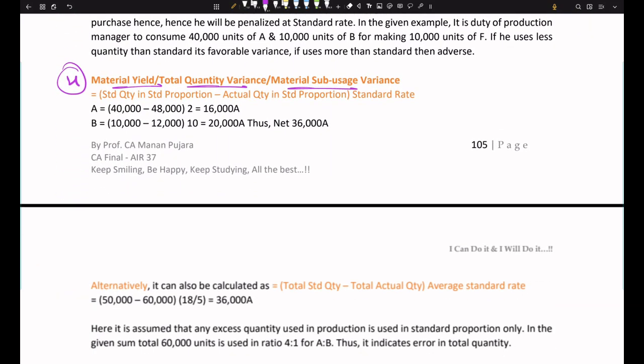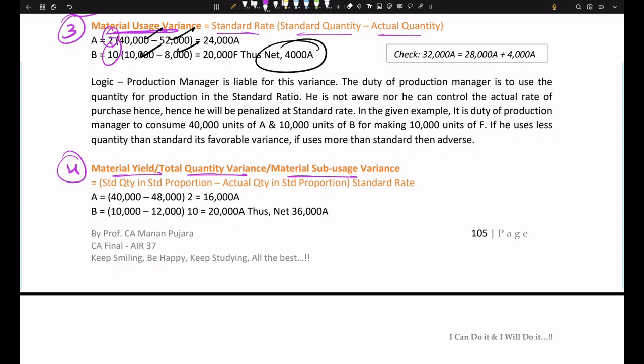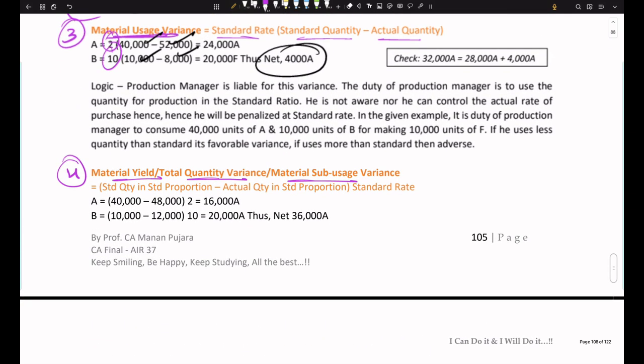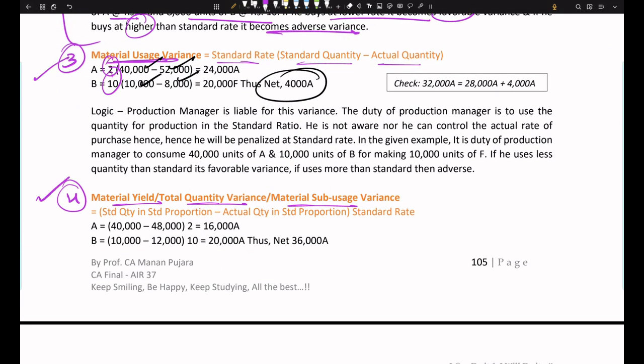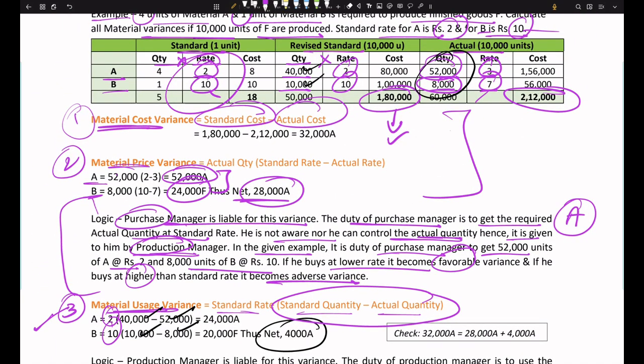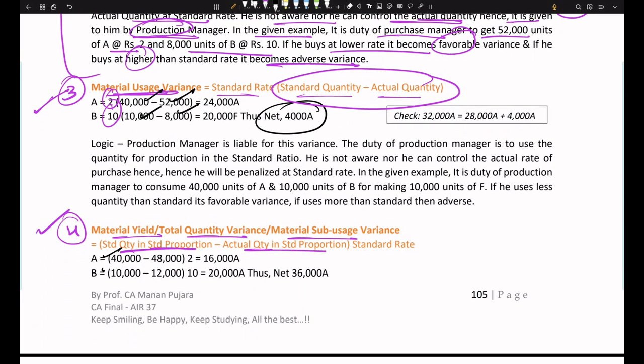Okay, material yield variance is standard quantity in standard proportion minus actual quantity in standard proportion, multiplied by standard rate. Just remember that you have to multiply by the standard rate, in the material yield variance as well as the material usage variance. Here you take the standard quantity in standard proportion and actual quantity in standard proportion. Standard quantity in standard proportion is like this only, 40,000 and 10,000, exactly as we wrote.